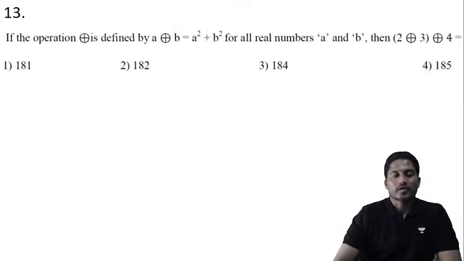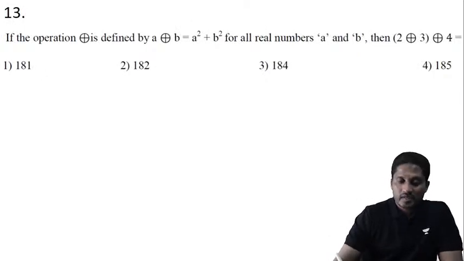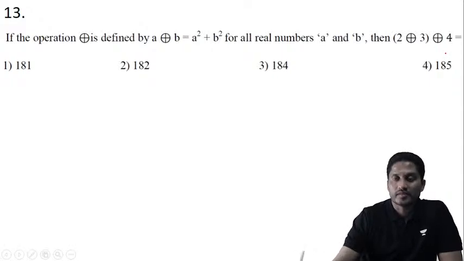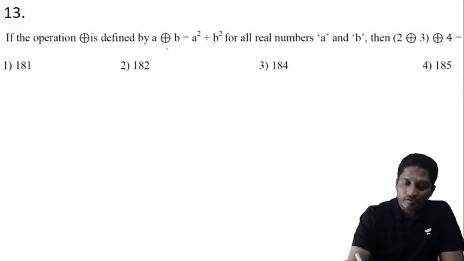Okay, then the operation addition modulo A plus B is equal to A square plus B square. What is 2 plus 3 plus 4? If I use this operation, 2 plus 3 is equal to 2 square plus 3 square, which is equal to 13.